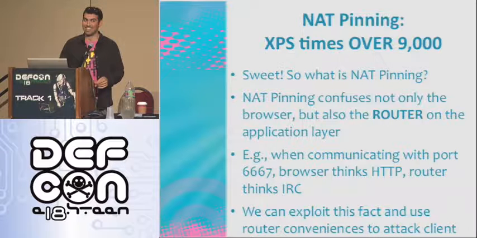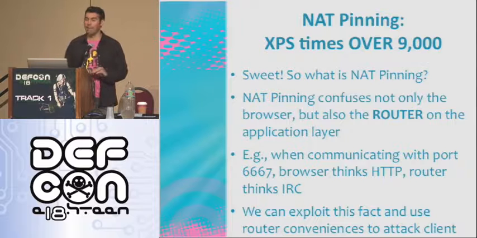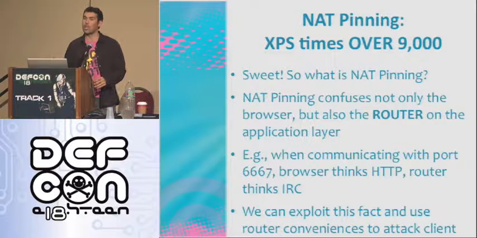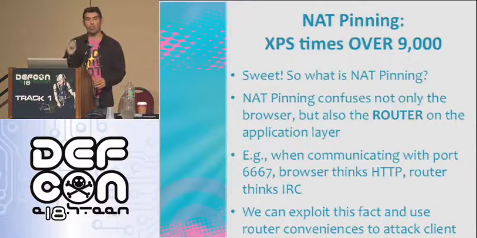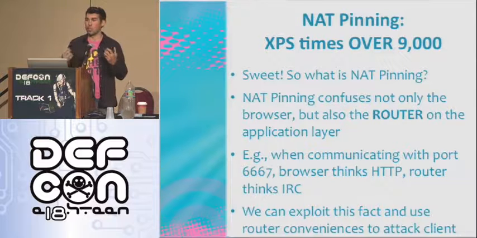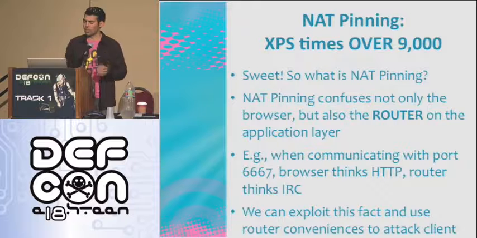NAT pinning. It's like XPS times 9,000. So what is NAT pinning? Well, here's the thing. Your web browser was confused. It thought it was communicating with an HTTP server, but it was communicating with an IRC server. So NAT pinning takes this one step further, and basically it makes the router also confused and think that it's communicating with a different protocol. So now your router thinks it's communicating with IRC, your browser thinks it's communicating with HTTP, and they start doing different things.